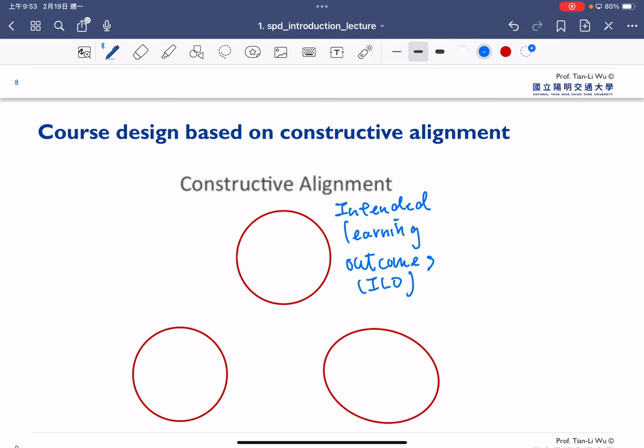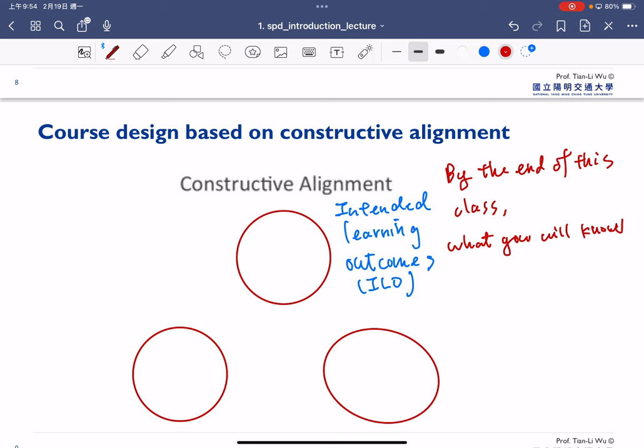This means that in the beginning, when I started to set up this course, when I started to design this class, I already set up several goals. By the end of this class, there is something that you should know, what you will know. So first we will clearly define the learning outcome, and then based on this learning outcome, we start to design this class.